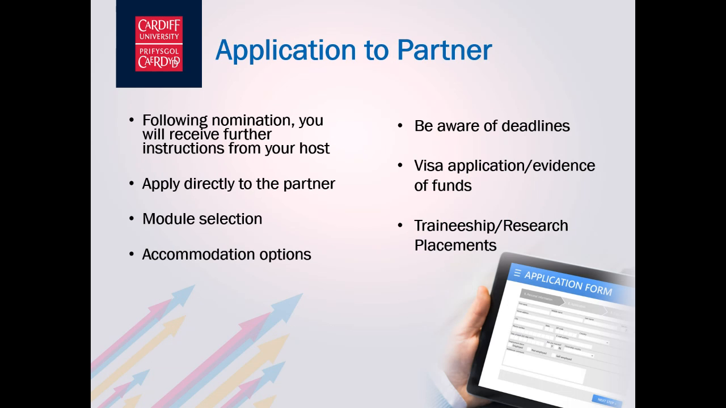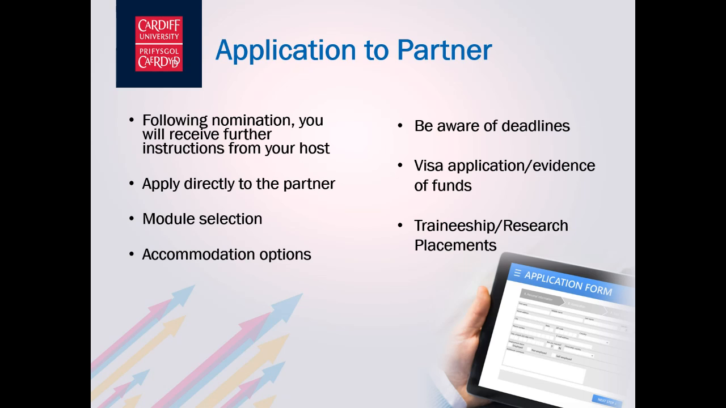As mentioned in the previous slide, you'll receive a confirmation email from Global Opportunities if you are successful. So this email will explain that you will be nominated to the partner institution. For any European placement, your school will nominate you directly. For international exchange, so anything outside of Europe, the study abroad team will submit your nomination. Following this, the partner will then contact you with application instructions. So once they've received notification of your nomination, they will get in touch with you directly.